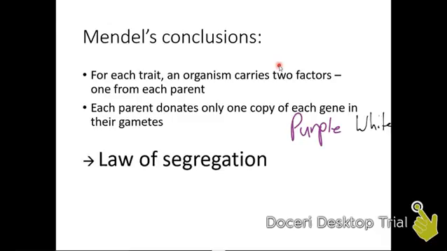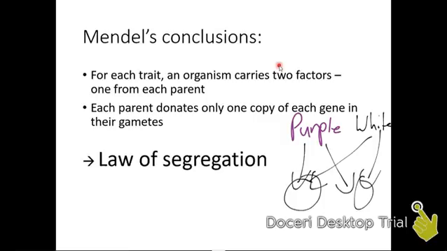And this wasn't just for flower color either. This was for each of these traits. You could repeat the same thing where in the F1 generation, the green peas would disappear, but in the F2 generation, they'd come back at a ratio of 3 yellow to 1 green.